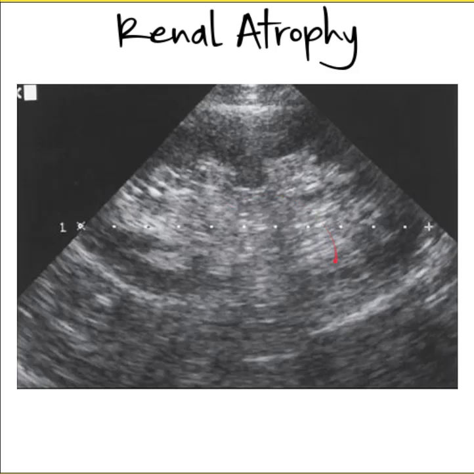And yet another example of renal atrophy. Again, we can see a thinning cortex, and then we can see that sinus lipomatosis, where we have an excessive amount of fat within the sinus, making it very echogenic and much wider or more expansive than what we would expect in a normal kidney.